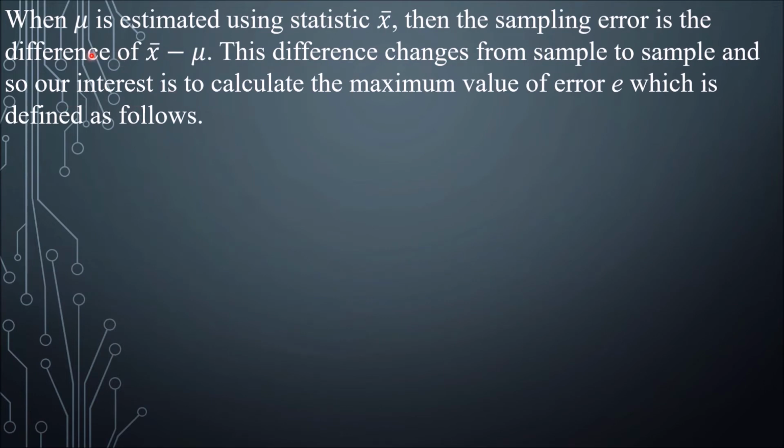Now, when the population mean is estimated using the statistic sample mean, then the sampling error is the sample mean minus the population mean. This difference changes from sample to sample, and so our interest is to calculate the maximum value of error, in symbol E, which is defined as follows.